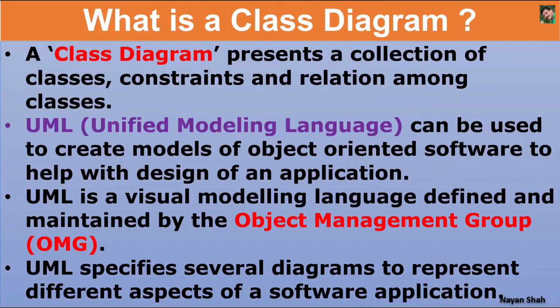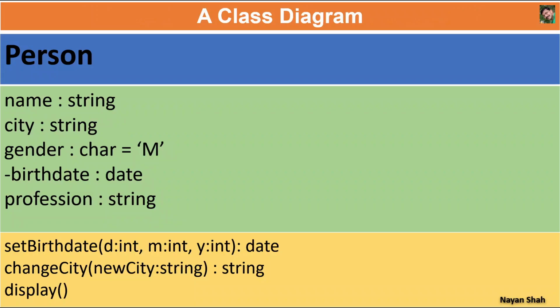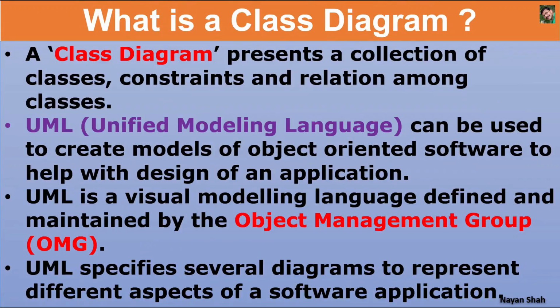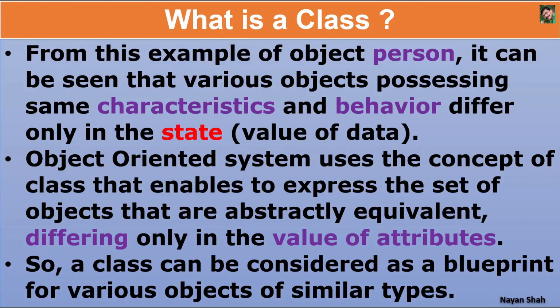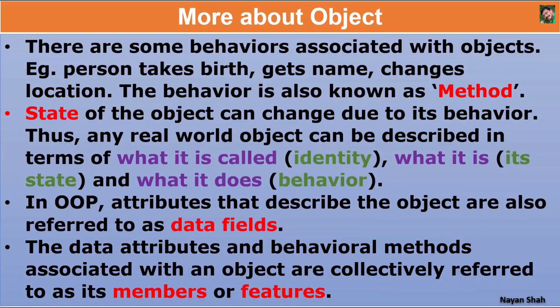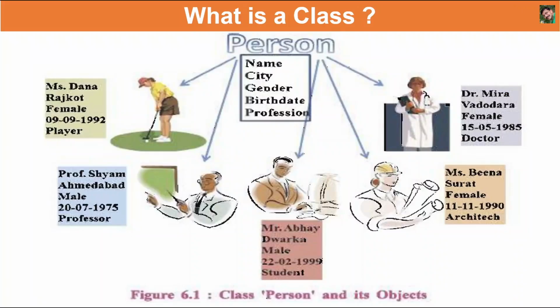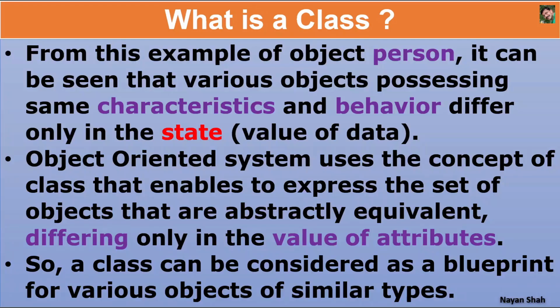Let me quickly take you back here. These two parts, the second part and third part: name, city, gender, birth date, profession, set birth date, change city, display. These two parts together are known as the members or features of the object. This is a simple example of a class and objects, a person class with 5 different objects.